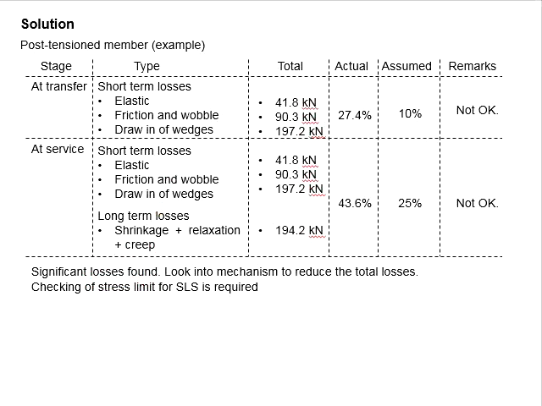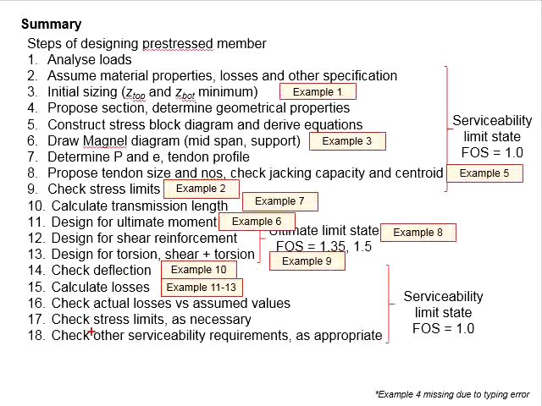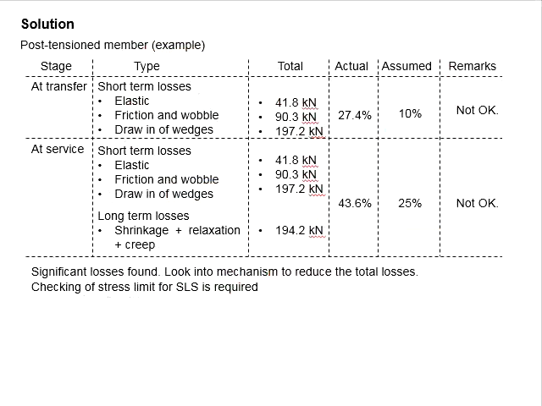When the stress limit fails, if you would like to keep the current conditions of the pre-stressing, you will need to repropose the sections, and most likely you will have to start all over again with the design of the pre-stressed member. With that, probably you will have to look into the mechanisms to reduce the total losses within the member. You found that the draw-in of the wedges contributes a significant amount of the losses, which its effect can also compound to the service state.